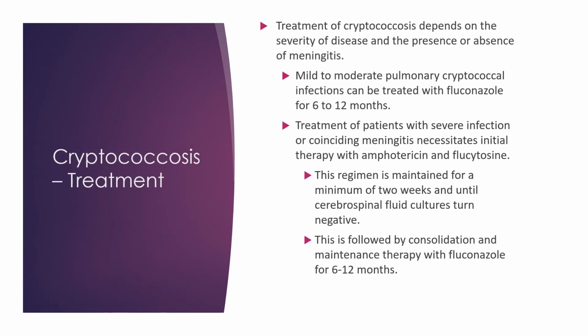Treatment does depend on severity of disease and site of involvement. So with mild pulmonary disease, you can get away with fluconazole alone as therapy for 6 to 12 months. But in those with severe disease or with meningitis as a presentation, typically amphotericin and flucytosine are used initially for a minimum of 2 weeks until the cerebrospinal fluid cultures are negative. So repeat LPs in these patients are important until you clear the CSF. Following the initial intensive phase, you follow with consolidation maintenance therapy with fluconazole for 6 to 12 months.